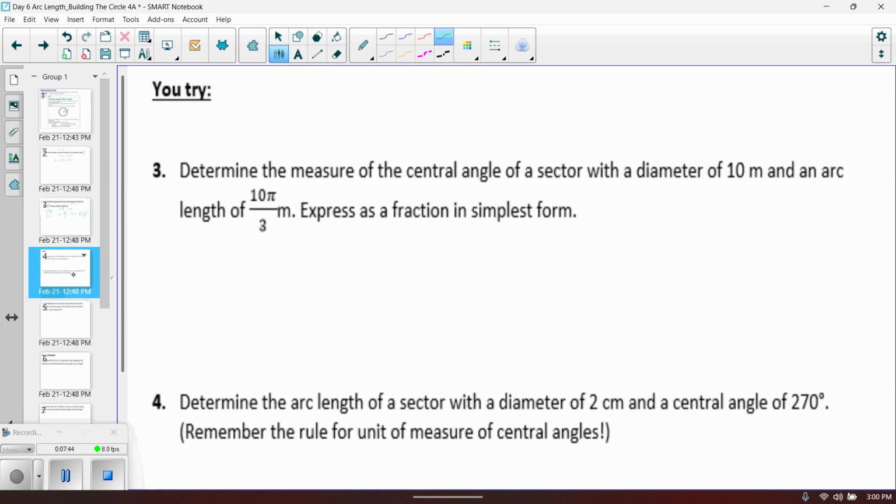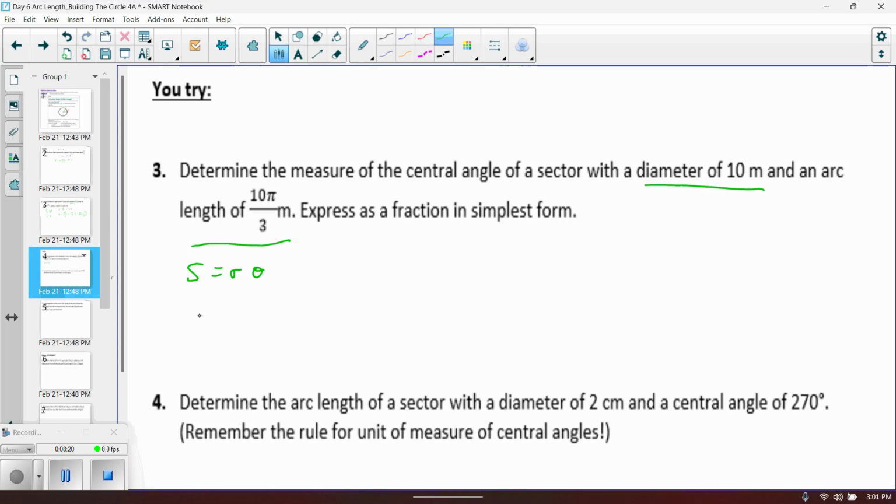It says you try. If you want to pause the video and give it a shot and see if you can figure this one out and then come back to the video, it's probably a good idea. I'm going to go ahead and keep going with it, but if you want to try it yourself, pause it and then start it back up again. It says determine the measure of the central angle. So again, we're looking for theta of a sector with a diameter of 10 meters and an arc length of 10 pi thirds meters. So once again, S equals r theta, but we are solving for theta.